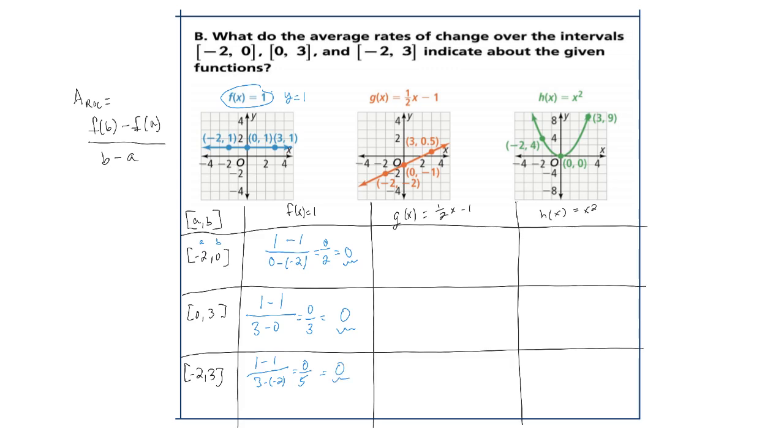All right, let's do it for g of x now. So for g of x, now we're substituting in for x. First is our b value, so we get 1/2 times 0 minus 1, and that's our f of b. Let me write this a little nicer.